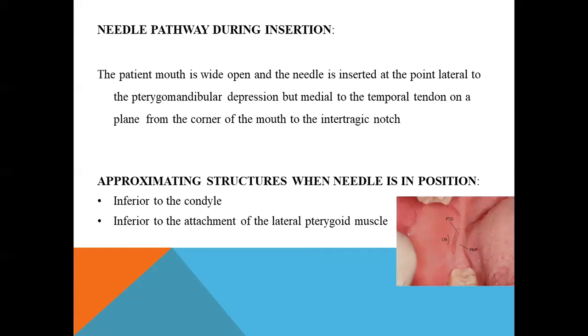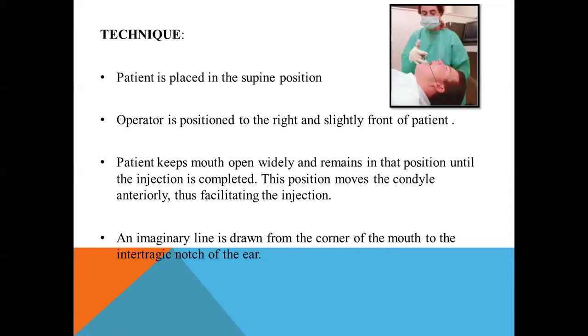Needle pathway during insertion: the patient's mouth is wide open and the needle is inserted at a point lateral to the pterygotemporal depression, but medial to the tendon of the temporalis. Approximating structures will be inferior to the condyle, inferior to the attachment of the lateral pterygoid muscle. Technique: the patient is placed in a supine position. The operator is positioned to the right and slightly in front of the patient. The patient keeps the mouth open widely and remains in that position until the injection is completed. This position moves the condyle anteriorly, thus facilitating the injection.